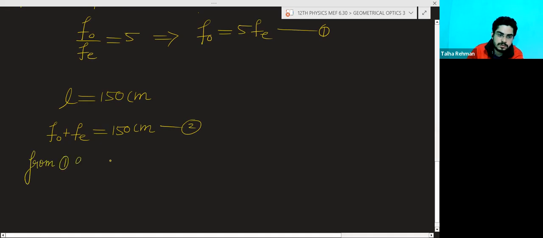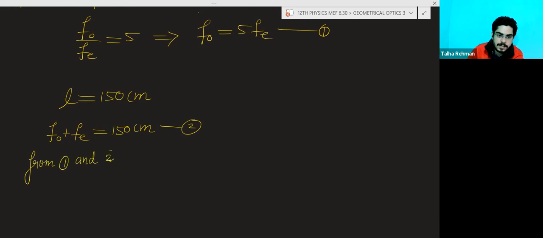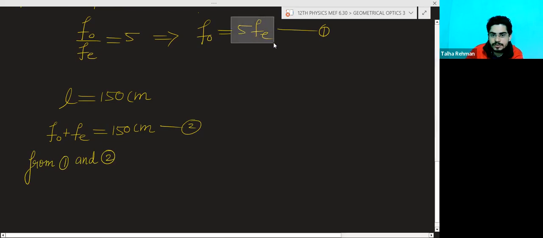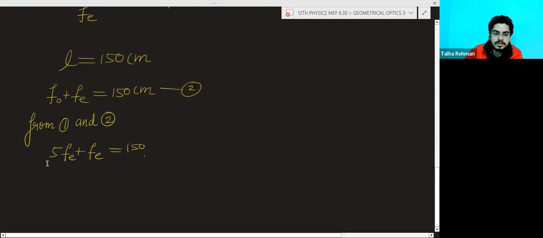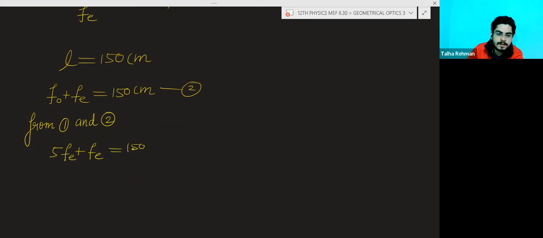From equation 1 and 2, put the value of FO. FO is 5 times FE. So put here 5 times FE plus FE, that is equal to 150 centimeter. So 6 FE is equal to 150.